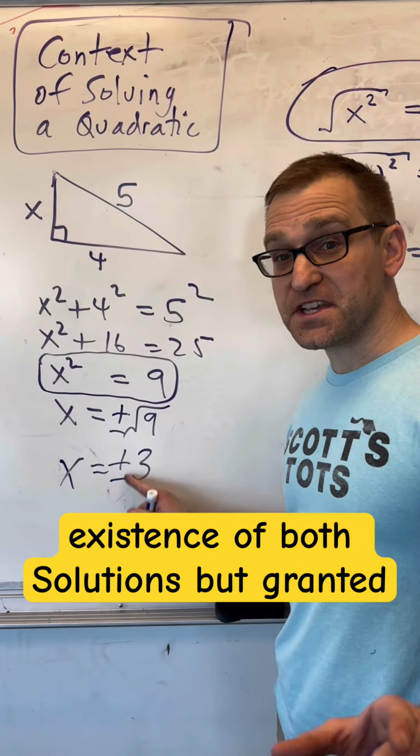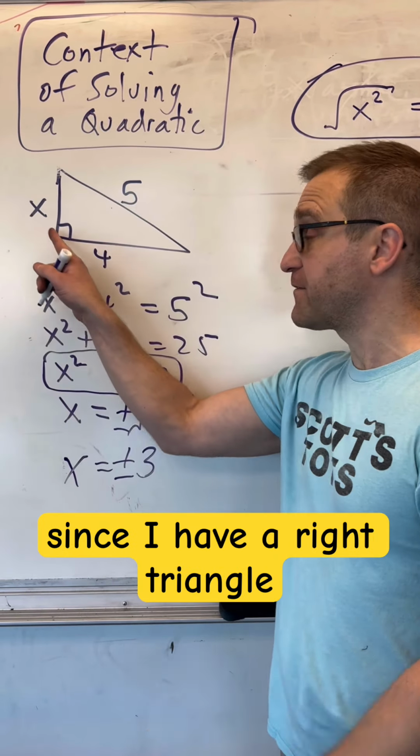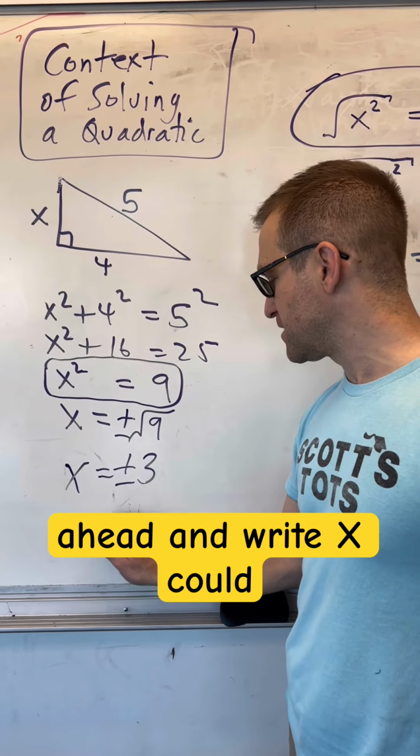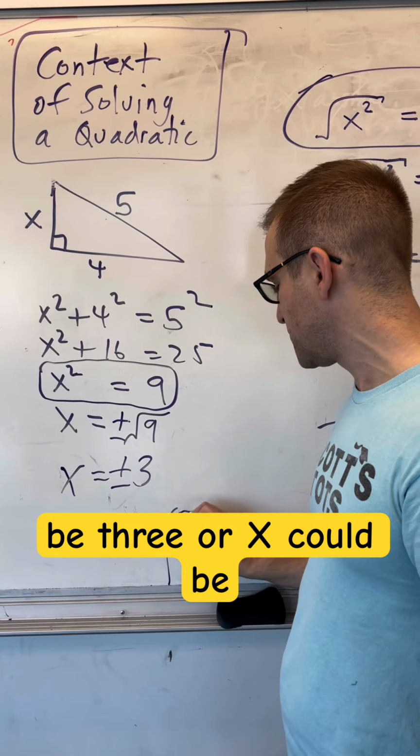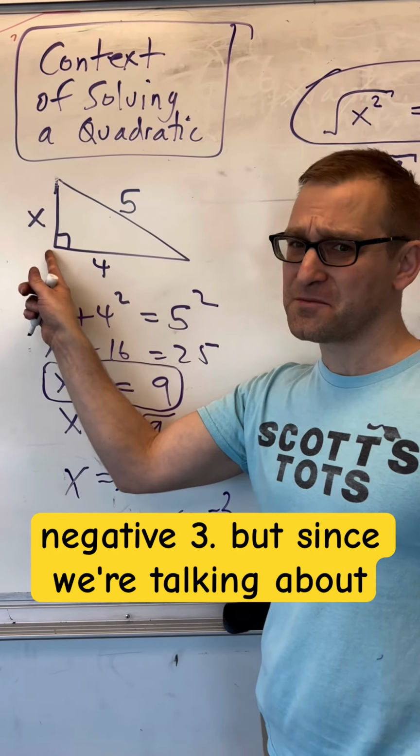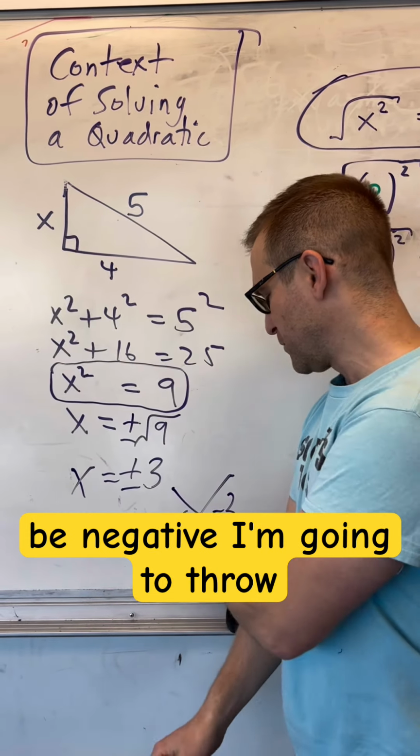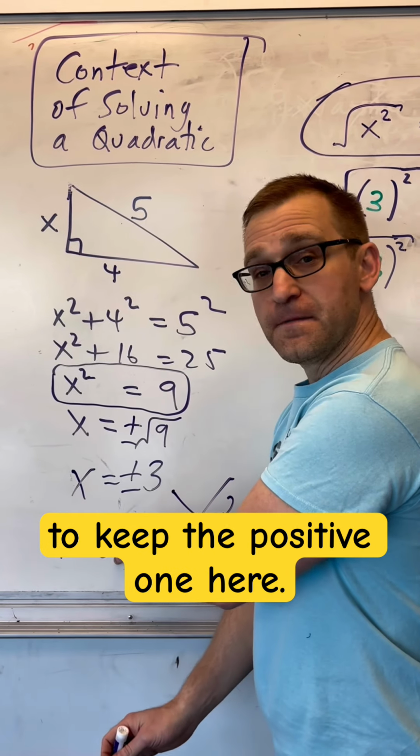So I can acknowledge the existence of both solutions, but granted, since I have a right triangle here, I'm just going to go ahead and write, hey, x could be 3 or x could be negative 3. But since we're talking about a side length here, length can't be negative, I'm going to throw that one out. And I'm going to keep the positive one here.